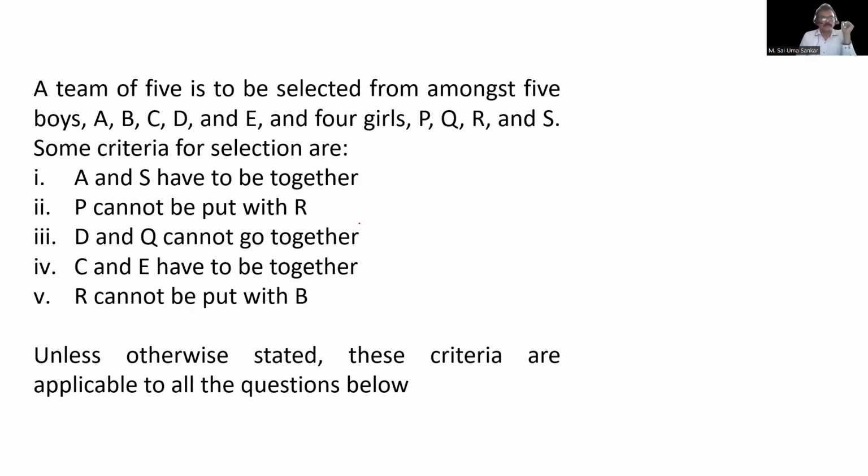Now, here two kinds of conditions are there, cannot and put together. A and S have to be together, so just write down A and S. P cannot be put with R, so P and R cannot go with each other. D and Q cannot go with each other. And C and E have to be together. Next, R cannot go with B.